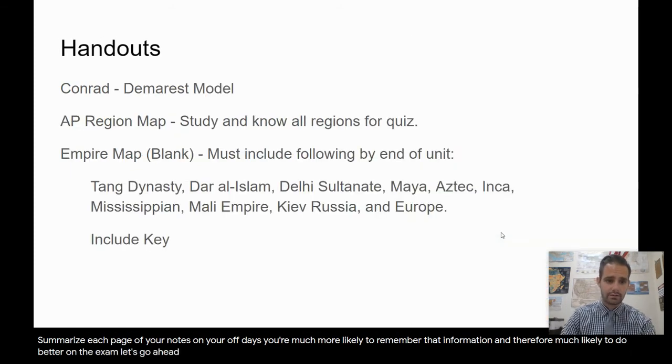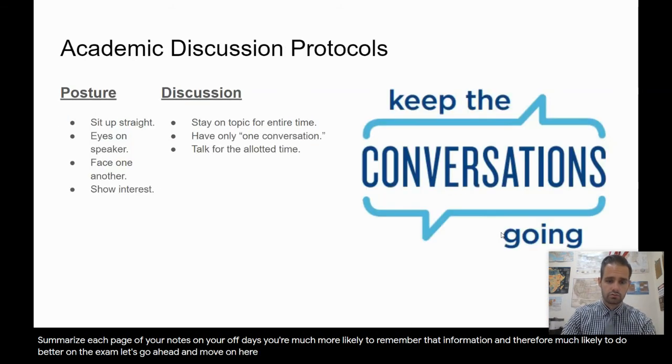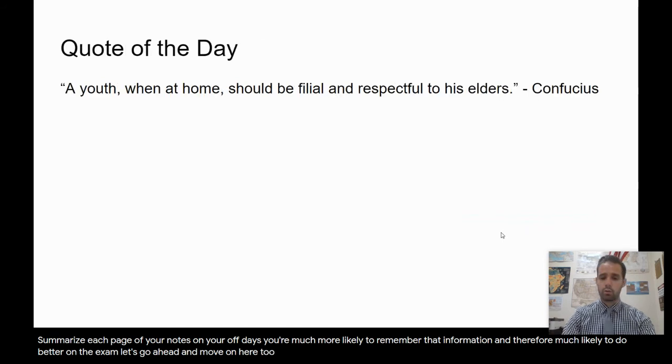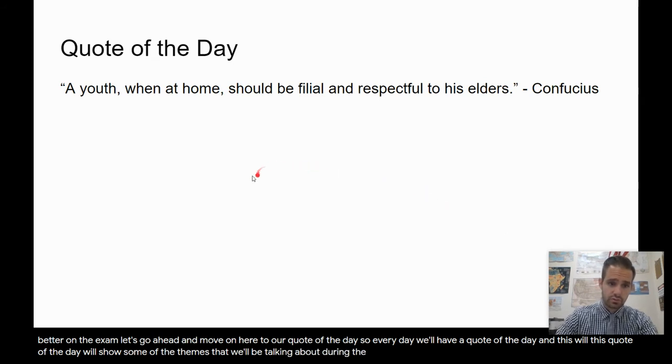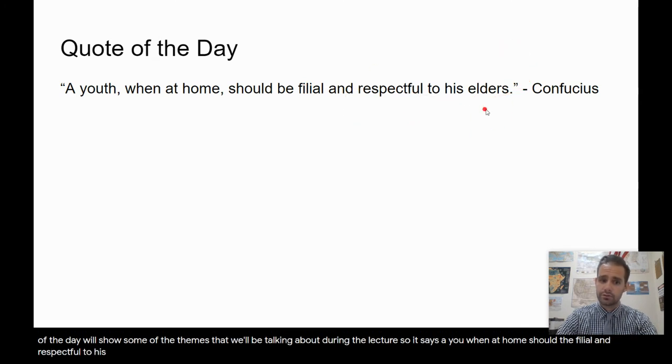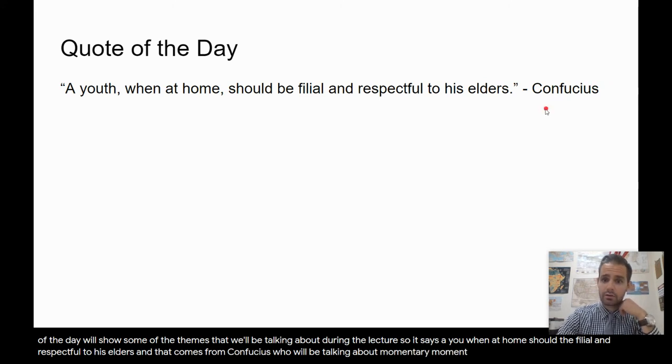Let's go ahead and move on here to our quote of the day. So every day we'll have a quote of the day, and this quote of the day will show some of the themes that we'll be talking about during the lecture. So it says, a youth, when at home, should be filial and respectful to his elders. And that comes from Confucius, who we'll be talking about momentarily.